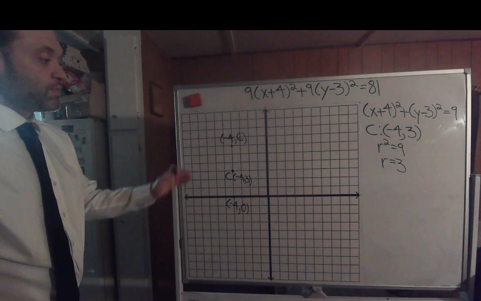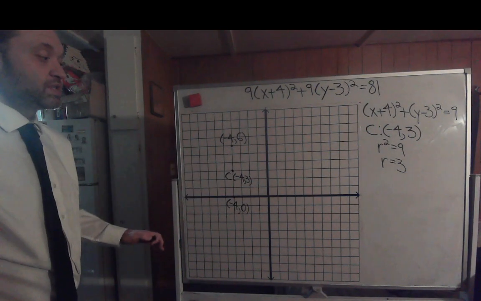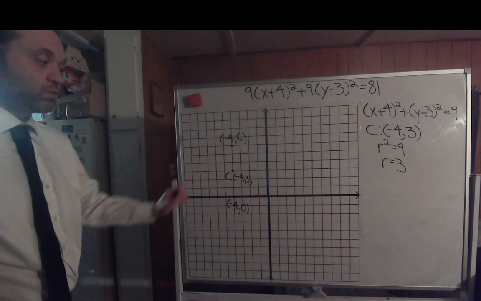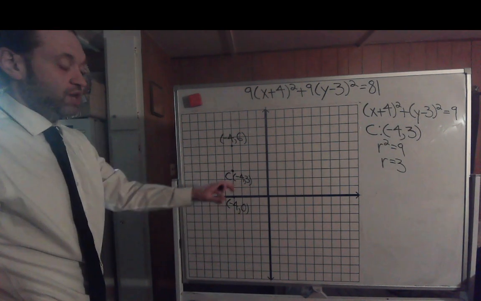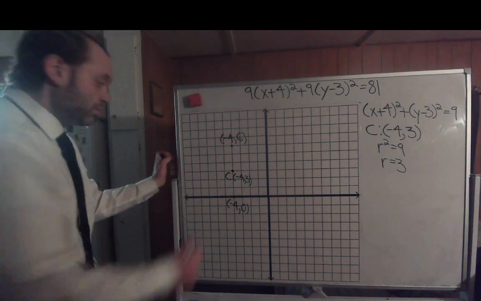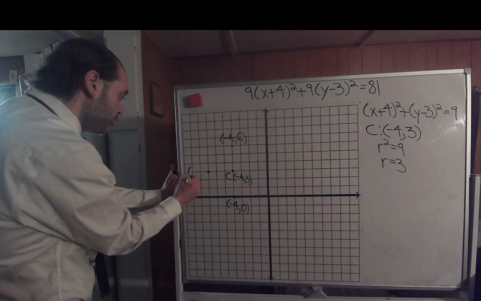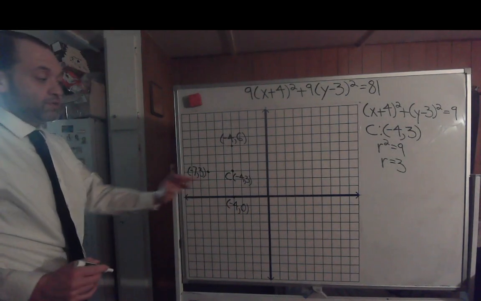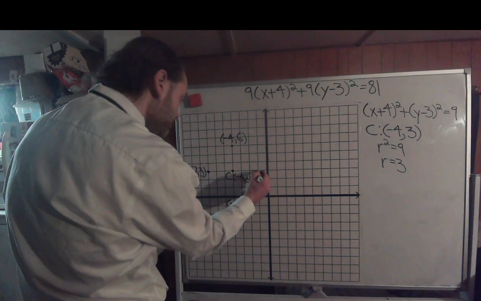Now, this time we're going to go to the left and to the right 3 units. So that means we're going to leave the y-coordinate alone, but affect the x-coordinate. So to go to the left from negative 4, 3, if I subtract 3 from negative 4, I'd be at negative 7, 3. So the point negative 7, 3 is on the circle. And then if I go to the right 3 units, add 3 to negative 4, I'd be at negative 1, 3.